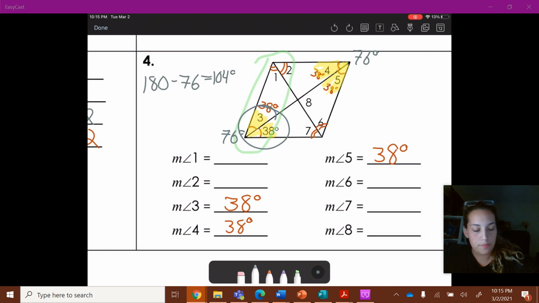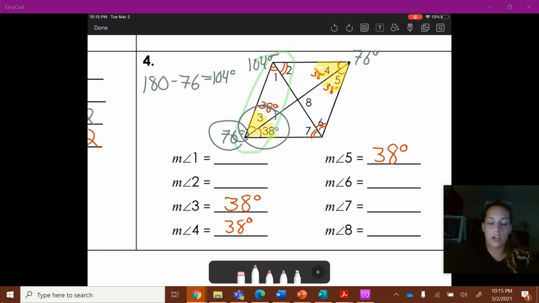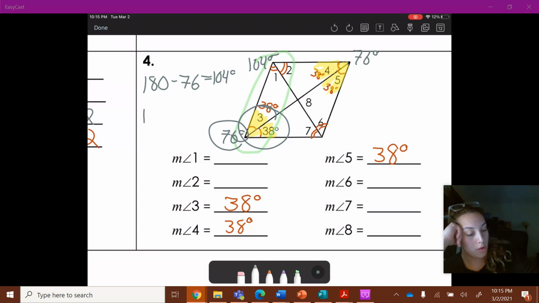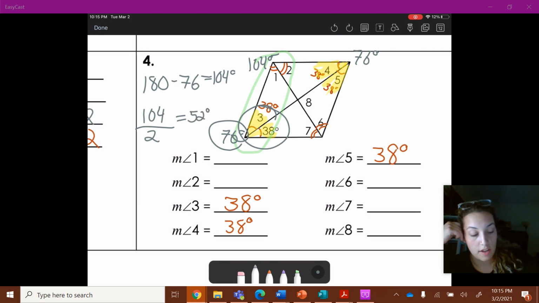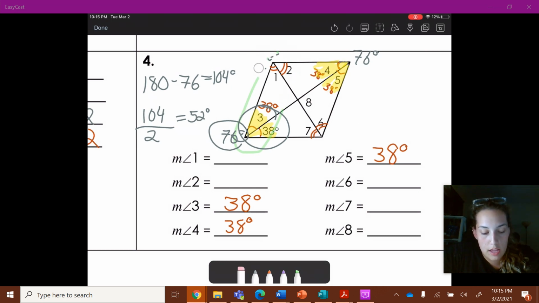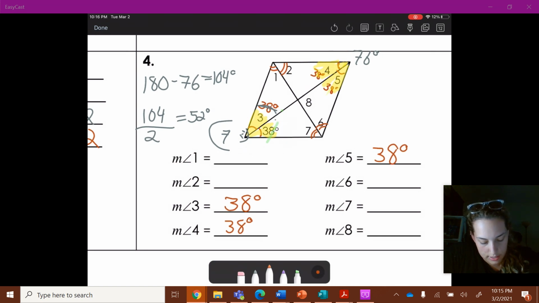That means this one's 76. This one has to be the difference between 180 and 76. So this one is 104 degrees. You might be thinking, Miss Carrie, how does that help me? I have two angles. Well, we know that angle is split into two equal parts. So what are equal parts of 104? Well, I'm so glad you asked. It's 52. 104 divided by 2 is 52. Therefore, I have just confirmed that angle 1 and angle 2 are 54 degrees each.